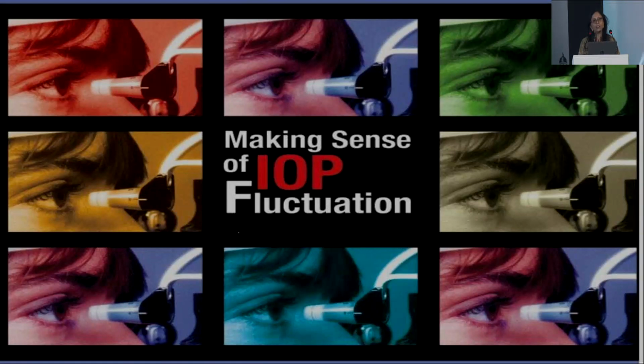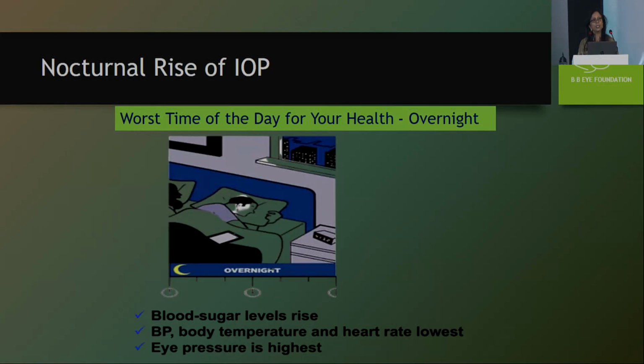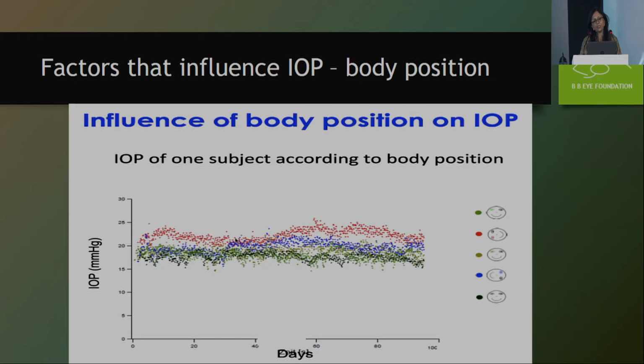So, making sense of IOP fluctuation, on that note is the nocturnal rise of intraocular pressure, which has to be on your minds when you're measuring intraocular pressure. That's the worst time of the day for health. As you know, overnight blood sugar levels rise, blood pressure, body temperature, and heart rate become slower, and eye pressure is at its highest. So, factors that influence intraocular pressure: body position.